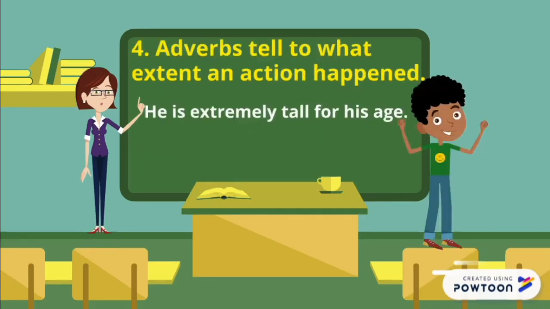Number four, adverbs also tell to what extent an action happened. Let's read this sentence together. He is extremely tall for his age. In this sentence, the adjective tall is being modified. And so in this sentence, the word extremely is the adverb.